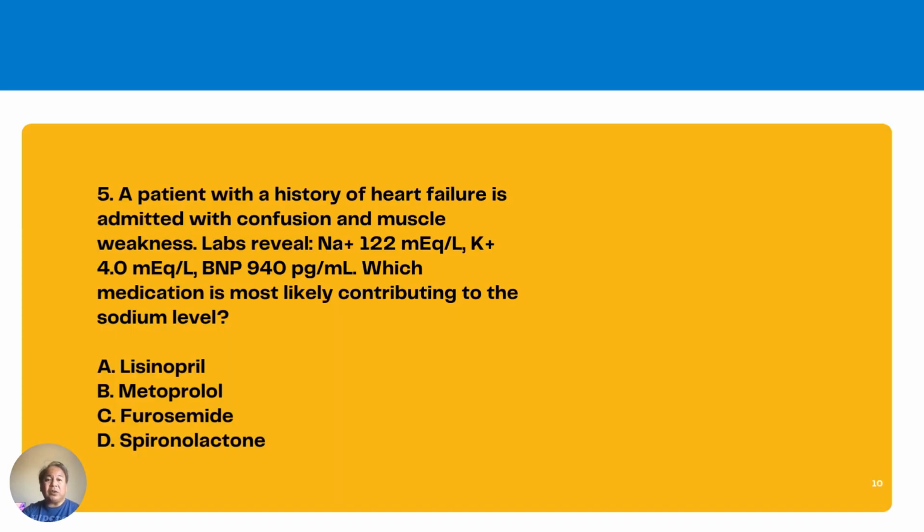A patient with a history of heart failure is admitted with confusion and muscle weakness. These are the lab results: sodium of 122, potassium of 4.0. Look at the BNP, which is 940. Which medication is most likely contributing to the low sodium level of 122? Is it A, lisinopril? Is it B, metoprolol, letter C, furosemide, or letter D, spironolactone or Aldactone?